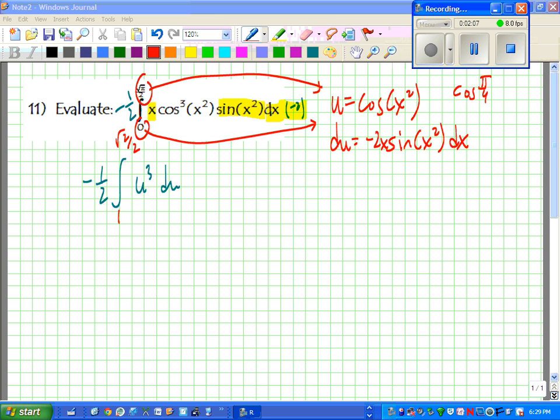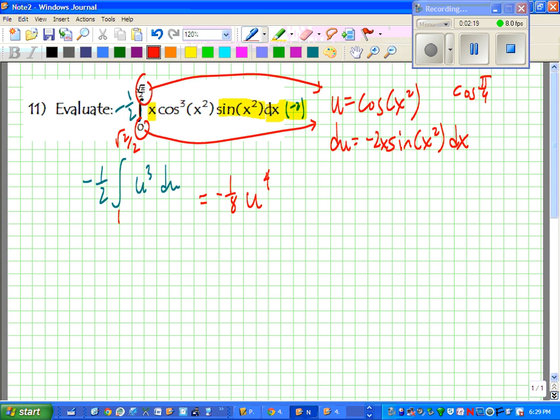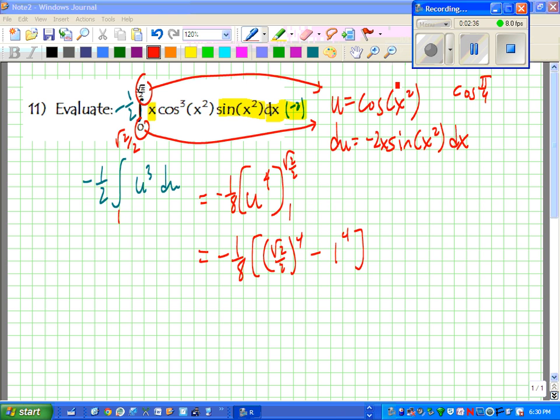Now we can go ahead and evaluate this. We're going to add 1 to the exponent, so we get u to the 4th. We have to multiply by the reciprocal, so 1/4 times our negative 1/2, we get negative 1/8. And we're evaluating this from 1 to square root of 2 over 2. So negative 1/8 times square root of 2 over 2 to the 4th power minus 1 to the 4th power.